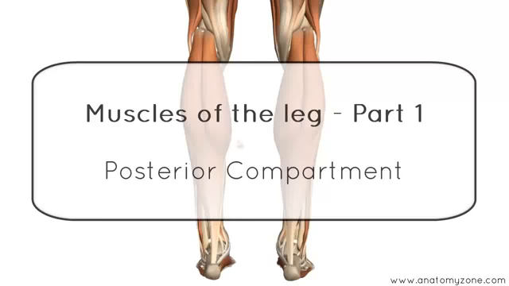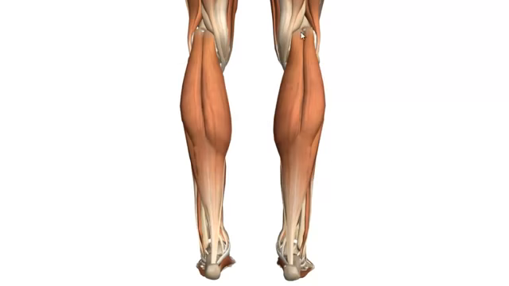Okay, so this tutorial is on the muscles of the leg. The leg is the region of the lower limb which lies between the knee joint and the ankle joint. I'm going to break this tutorial into two parts. The first part will be on the posterior compartment, and the second part will be on the muscles of the anterior and lateral compartments.